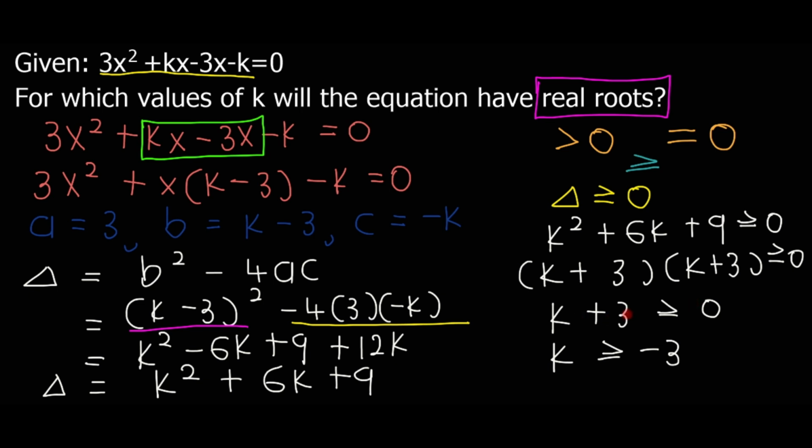So this 3 can move to the other side, and then you change the sign. Remember there is no need to keep K plus 3 greater or equal to 0, because it's only the same thing. So this is our final answer. K must be greater or equal to negative 3. So now every time I deal with the real roots, the discriminant must be greater or equal to 0. So that's it for this problem anyway.